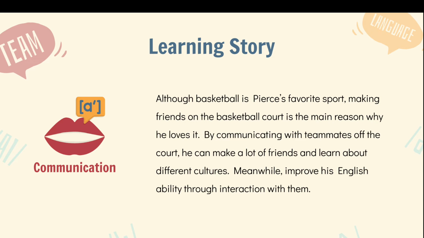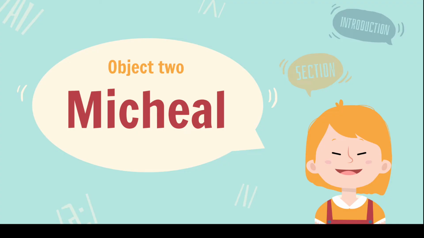The third story is about communication. Although basketball is Pierce's favorite sport, making friends on the basketball court is the main reason why he loves it. By communicating with teammates off the court, he can make a lot of friends and learn about different cultures. Meanwhile, he improves his English ability through interaction with them. So that's the whole story about Pierce's English learning experience. Next, I'm going to talk about Michael's learning experience.